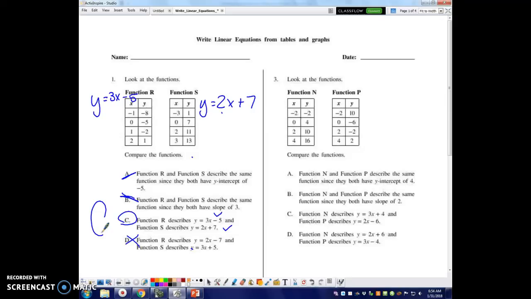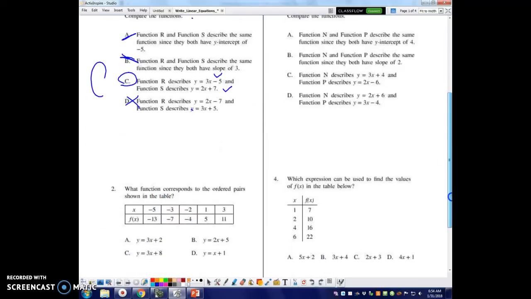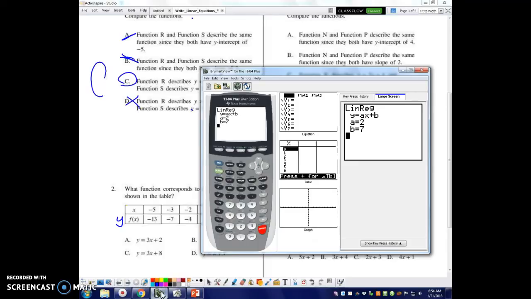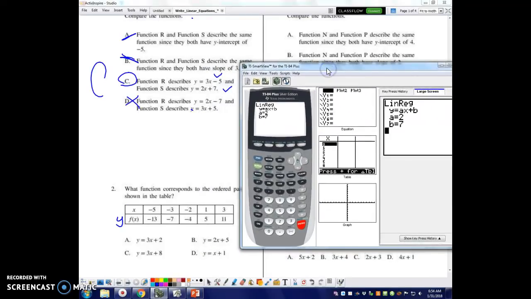Now, let's look at number 2. What function corresponds to the ordered pairs shown in the table? Well, how do you think we're going to do this? With stat. This is the x, and remember f of x is another way of saying what? Do you remember? F of x is another way of saying y. Okay, so take out your calculator. Go to Stat, Edit, clear what you have. Okay, so the x's, remember, always go into L1.